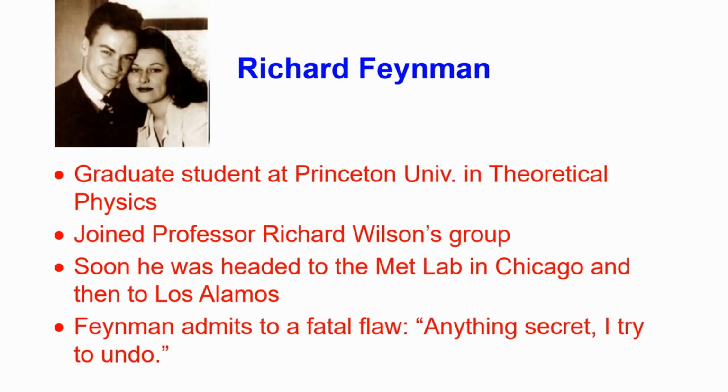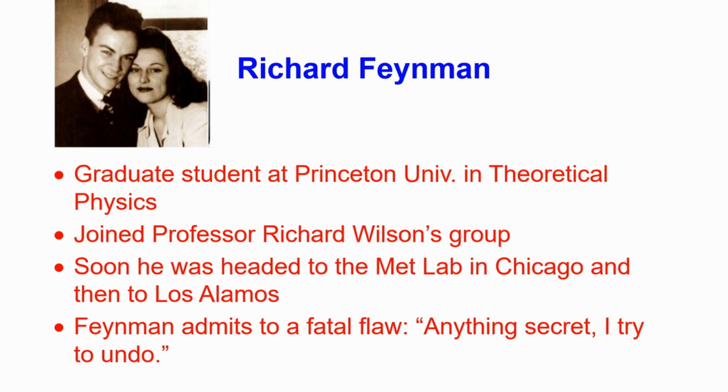Another scientist that showed up here is Richard Feynman. Rather interesting. He was a graduate student at Princeton in theoretical physics, and he joined the group of Professor Wilson. Professor Wilson was working on an alternate isotope separation process that was competing with Lawrence from Berkeley.